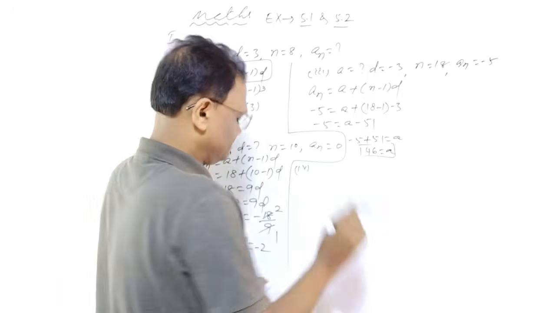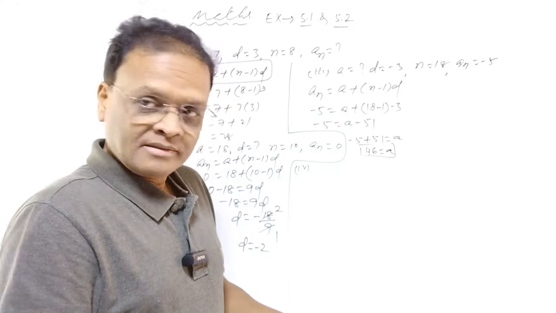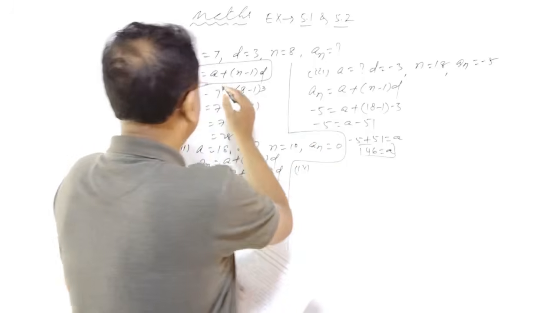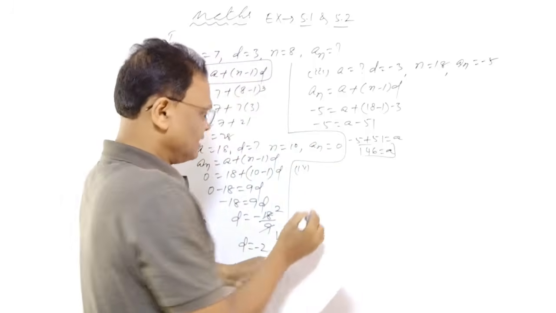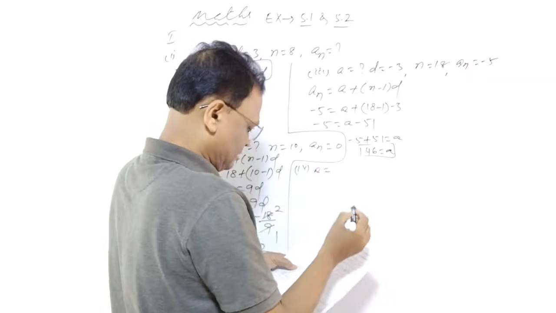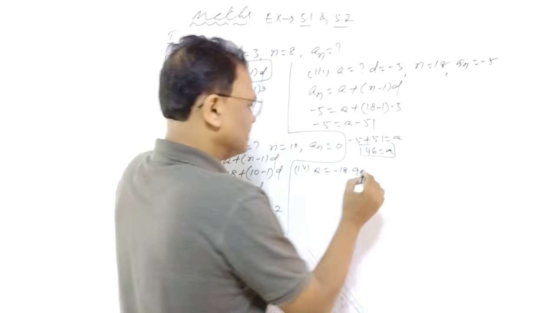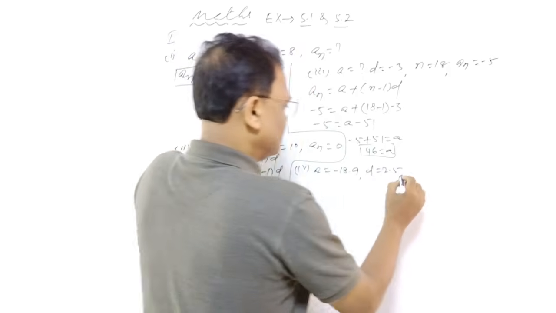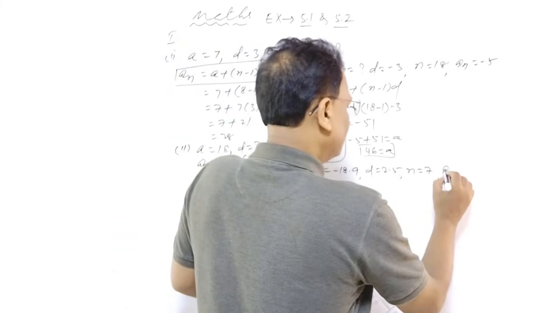The fourth one is, I think I need not do all this because the fourth and fifth are exactly the same thing as the first, second, third. Okay, let me do at least one. A is given as minus 18.9. D is given as 2.5. n is given as 7. It is asking what is your A_n.